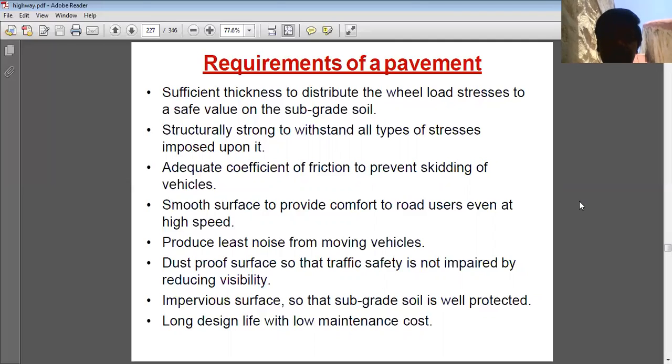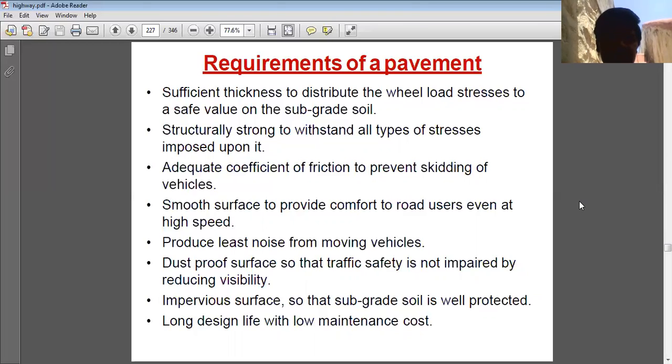Adequate coefficient of friction to prevent skidding of vehicles. Smooth surface to provide comfort to road users even at high speed. It should produce the least noise from moving vehicles. The surface should be smooth, and adequate friction should be provided to prevent skidding.